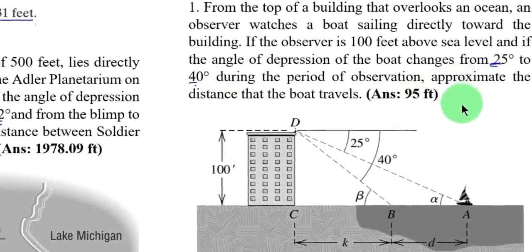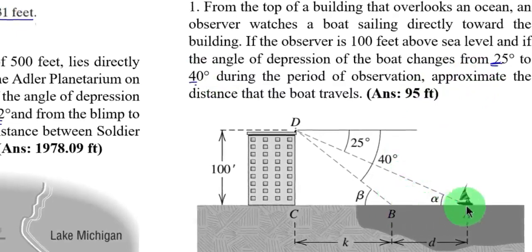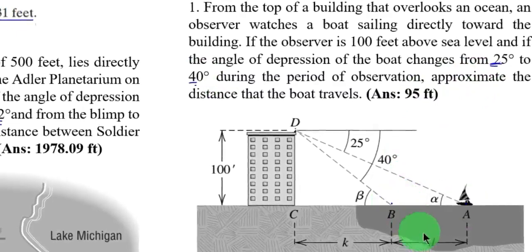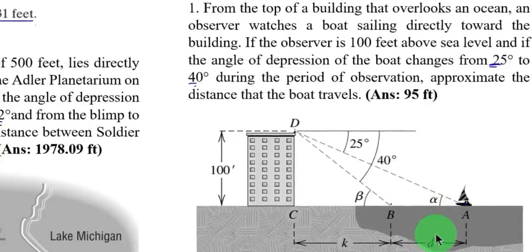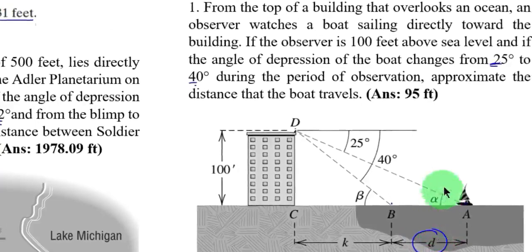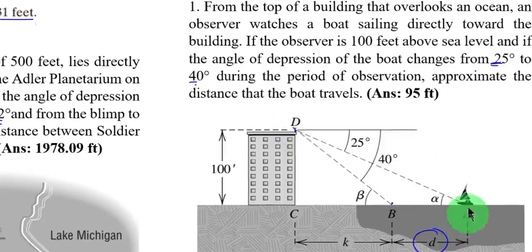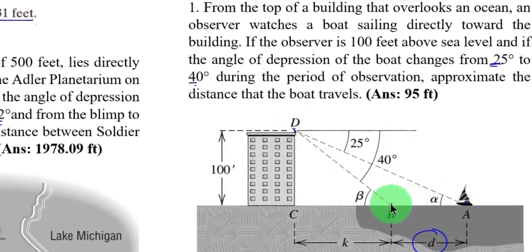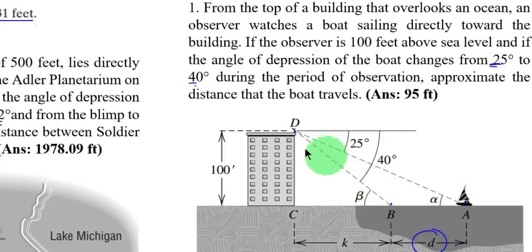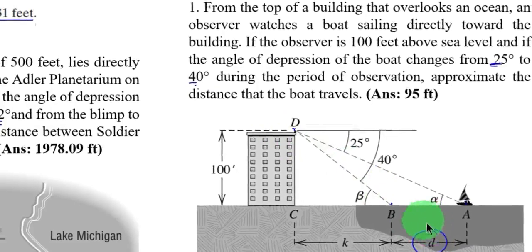Approximate the distance that the boat travels. The boat travels here simply from point A to point B. We can denote any variable or letter, so let us denote that as letter D, the distance traveled by the boat. If this is your point of observation and this is the boat, the starting position or start of observation, then it moves to point B or the end of the observation. Therefore, this is the distance traveled by the boat.